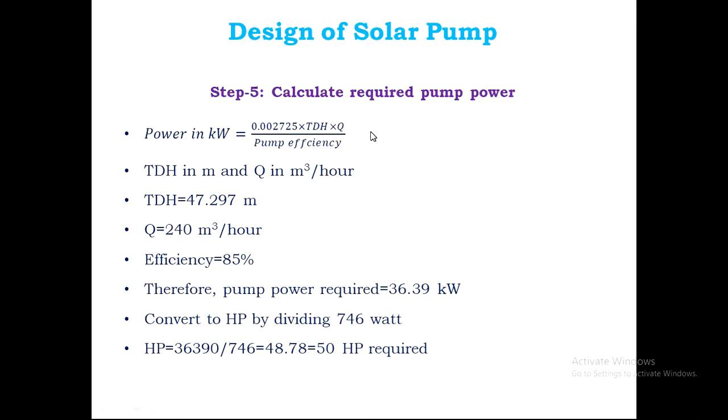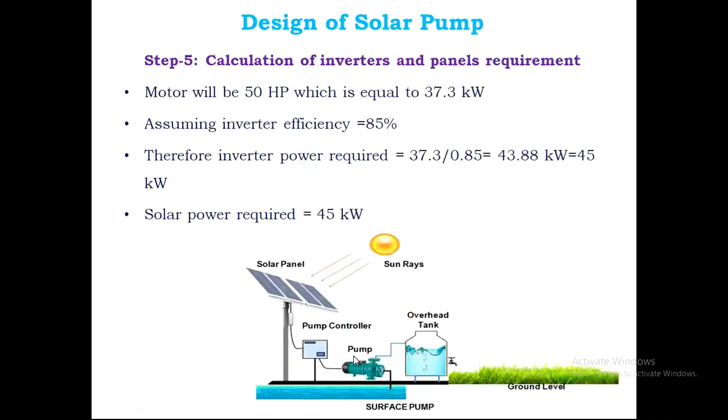Now you can calculate the pump power. So we know the total dynamic head TDH and the Q value. Pump efficiency I am assuming 85 percentage. So I am substituting all this. Then pump power required equal to 36.39. Actually, it should be in horsepower. So to convert into horsepower, you have to divide it by 746. So you will get 50 HP required.